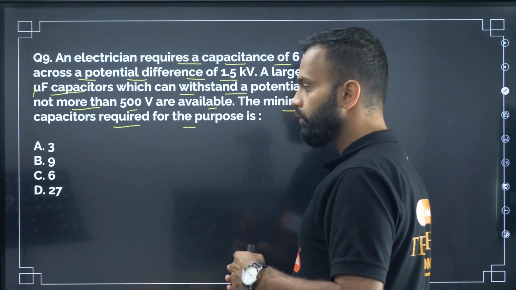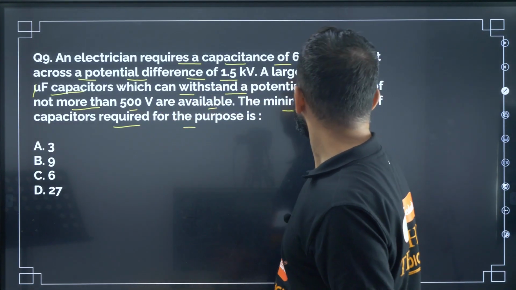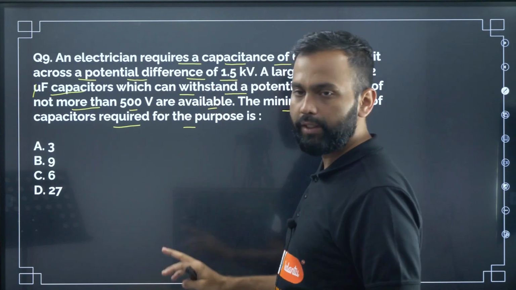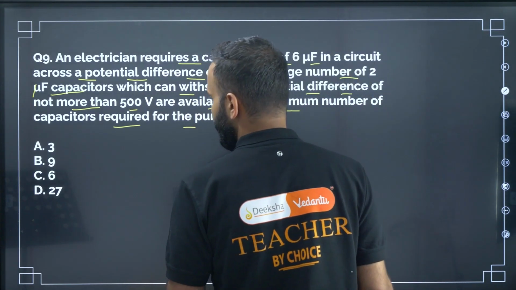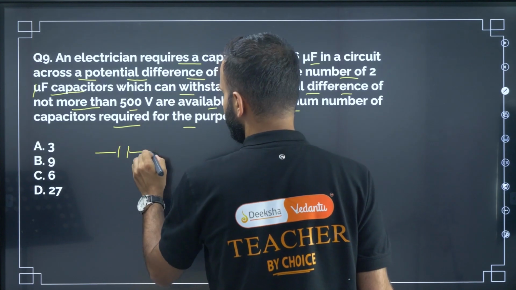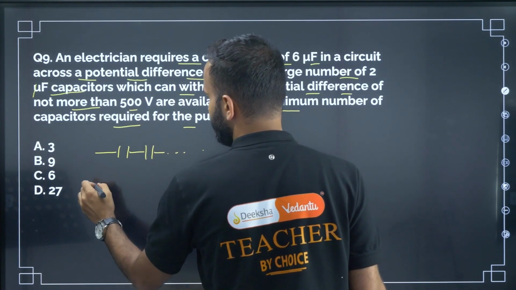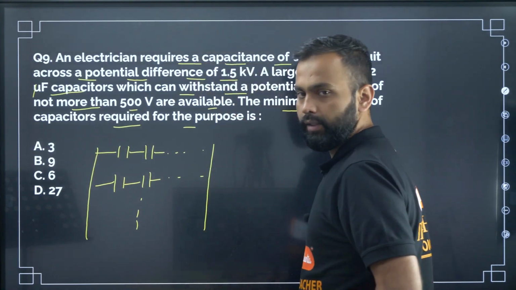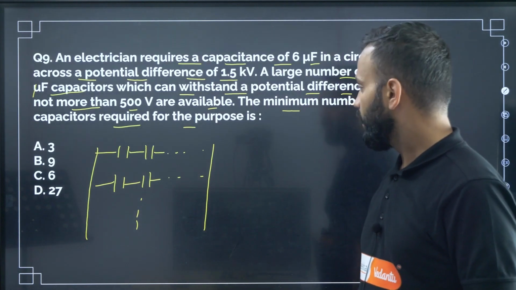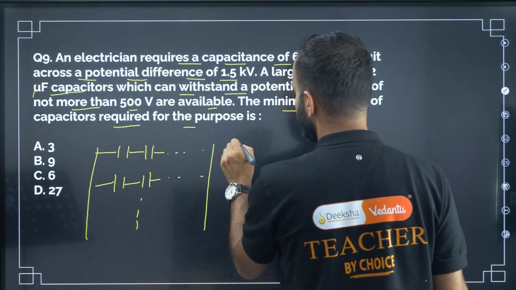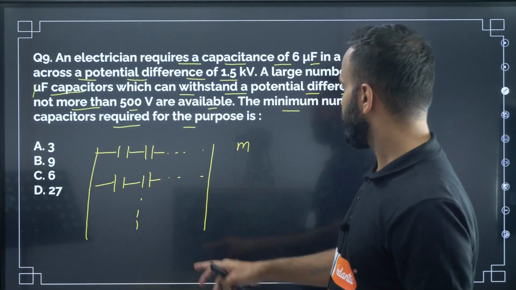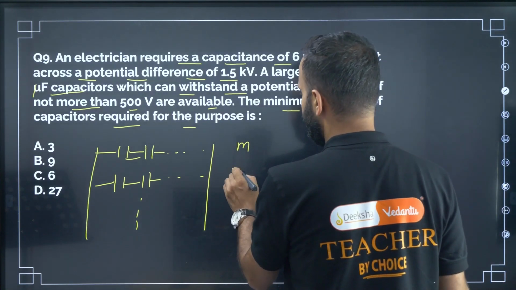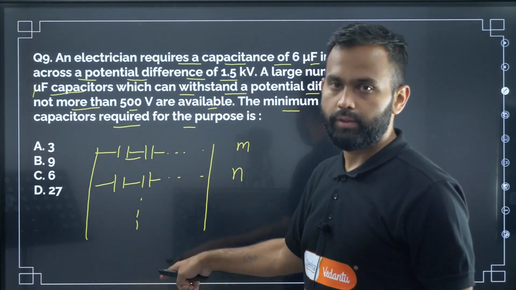But he requires a capacitance of 6 microfarad that can withstand 1.5 kilovolt. So now he needs to join 2 microfarad capacitors to form a 6 microfarad capacitor with potential difference 1.5 kilovolt, right? So he can join them like this. This is the combination. So M is the number of capacitors in every row, and N is the number of rows.